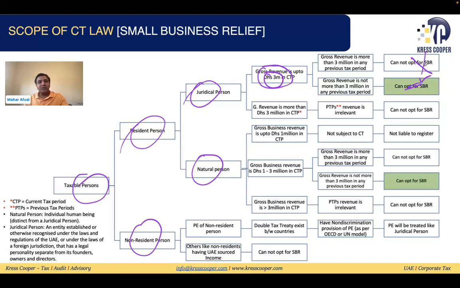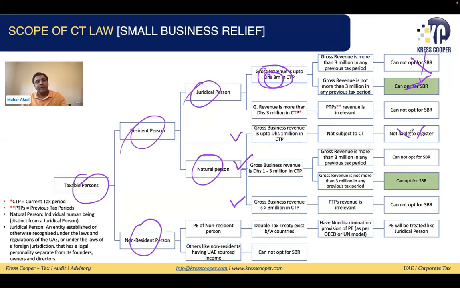Second is a natural person. We know there are three different categories in the natural person: taxable income of up to 1 million, between 1 million and 3 million, and more than 3 million. Up to 1 million, we all know that they are not liable to register. They are not liable to corporate tax. They are not liable to pay any tax to the government if the natural person has a business income up to 1 million.